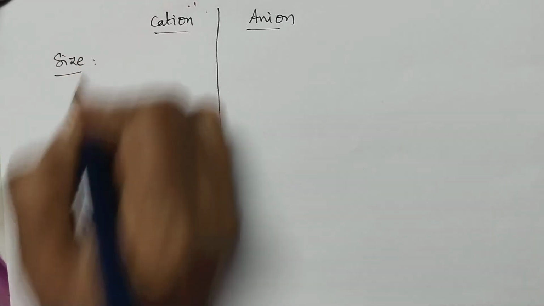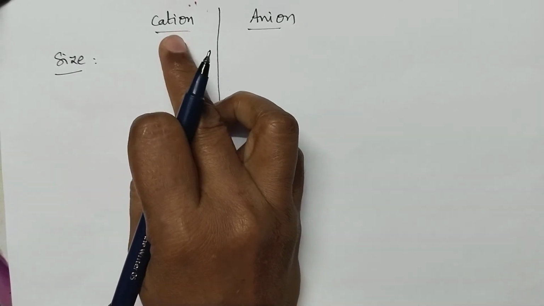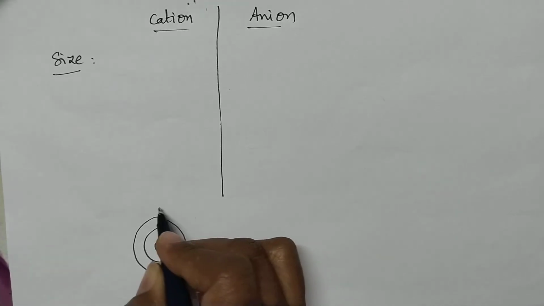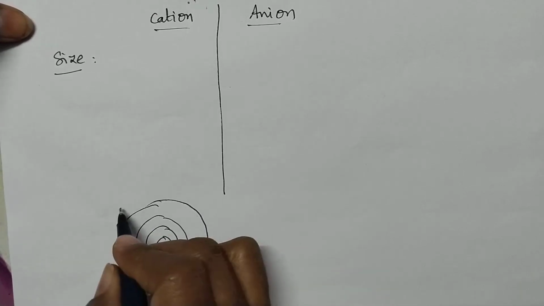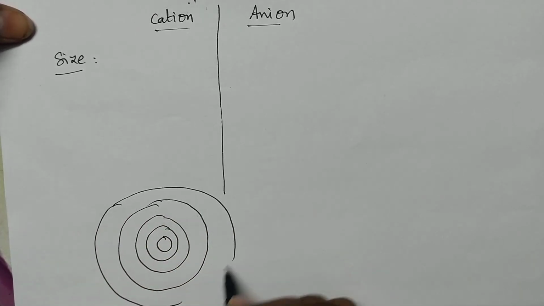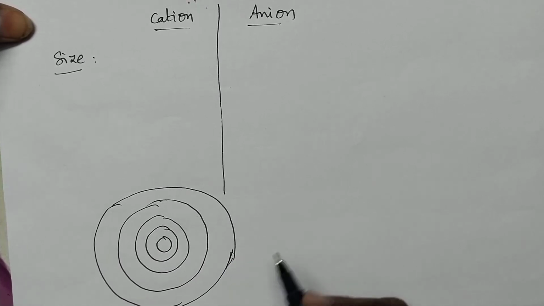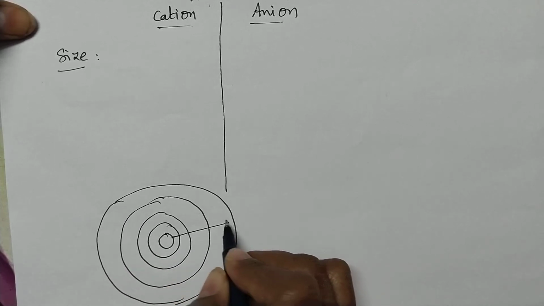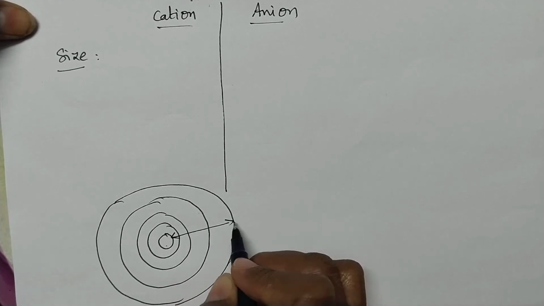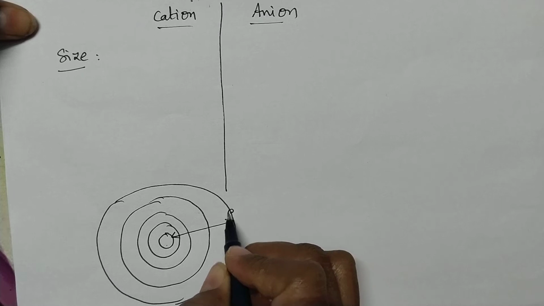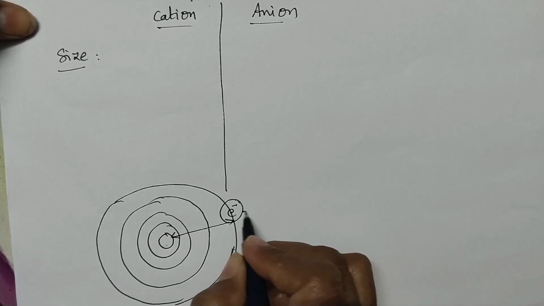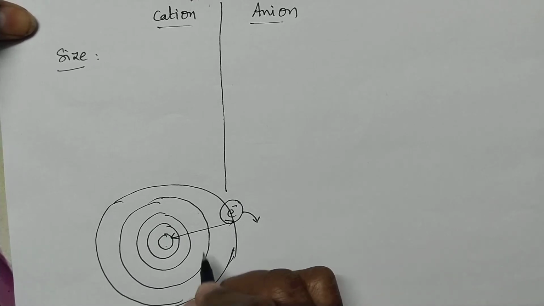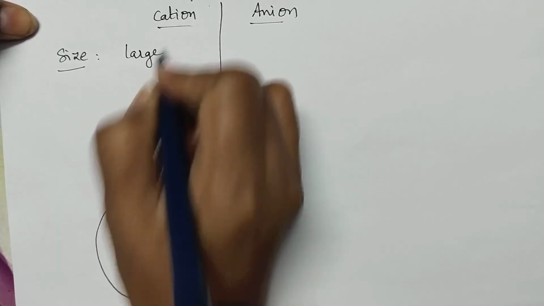So coming to the size, for the formation of a cation more readily, the atom should be of large size. So what is the favorable condition for the formation of a cation, students? An atom is supposed to have a large size. If the atom has a large size, the attraction between the nucleus and the outermost electrons decreases, with the result that the electron in the outermost orbit can be eliminated more readily. So it is the favorable condition for the formation of a cation. So the size of the cation should be large.